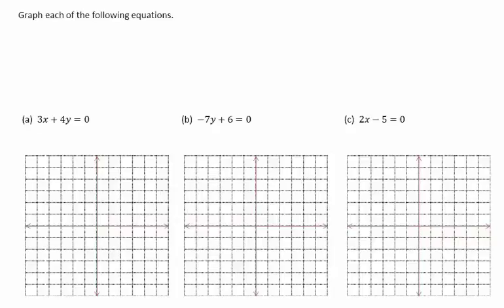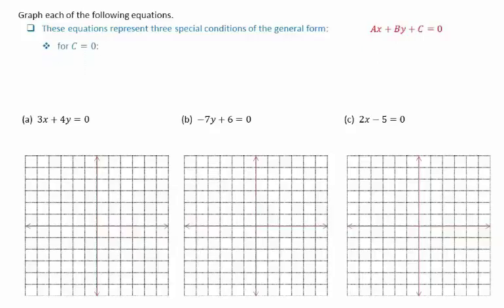Graph each of the following equations. These equations all represent three different special conditions of lines expressed in general form, ax plus by plus c equals 0. First of all, if c equals 0, we can then simplify the equation to ax plus by equals 0.